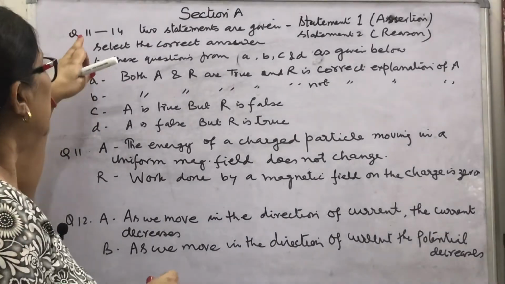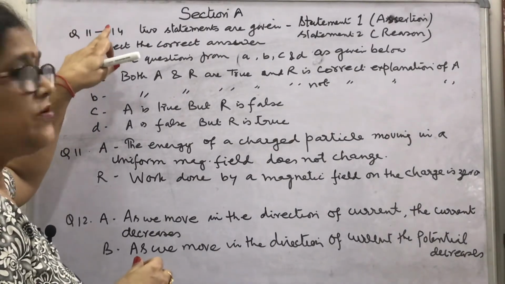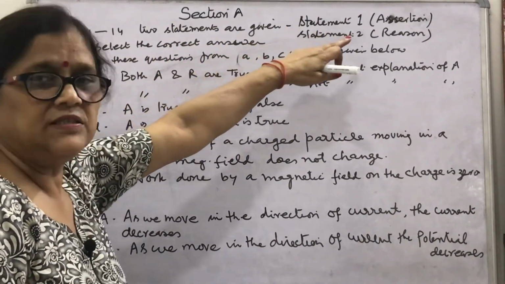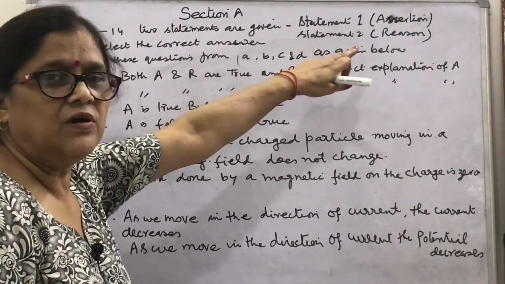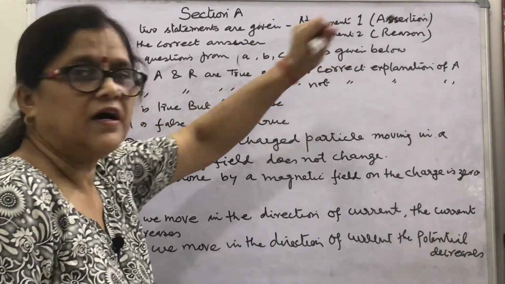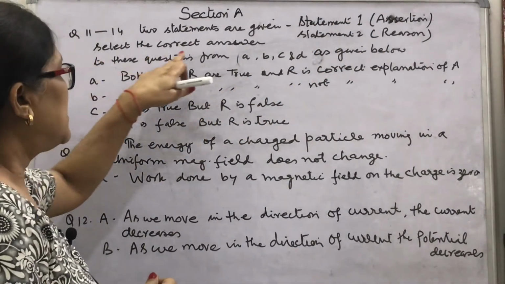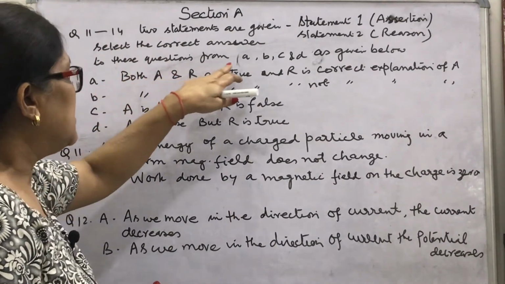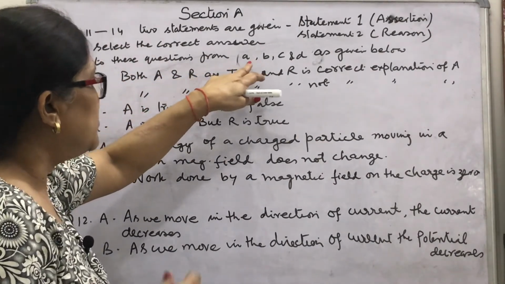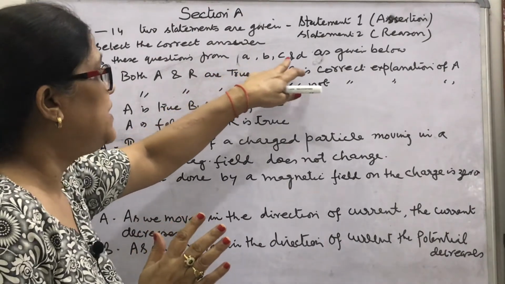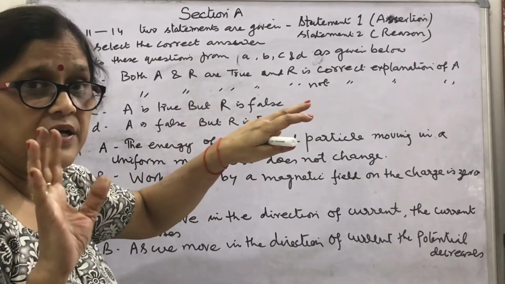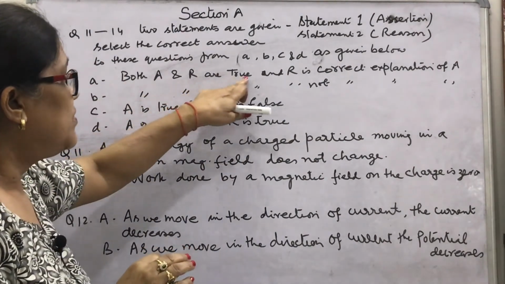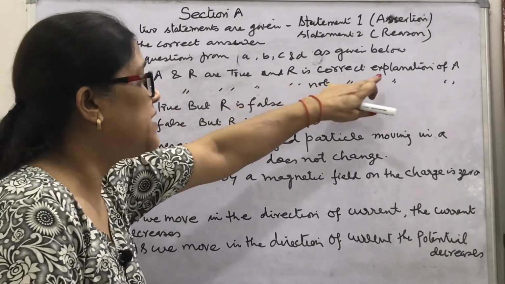Now see questions 11, 12, 13, 14. Two statements are given. Statement number 1 is called assertion, statement number 2 is called reason, A and R. Select the correct answer for these questions from the options A, B, C and D. What are A, B, C and D? Look, A: both A and R are true and R is the correct explanation of A.